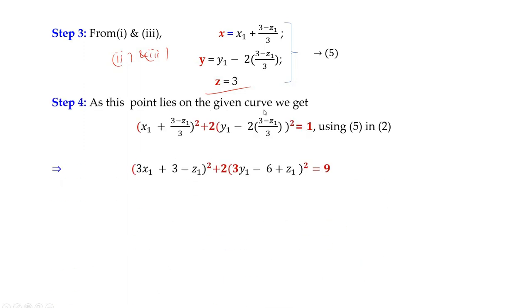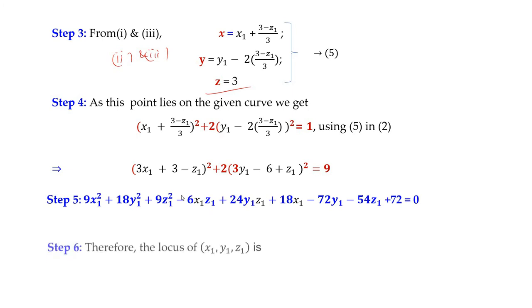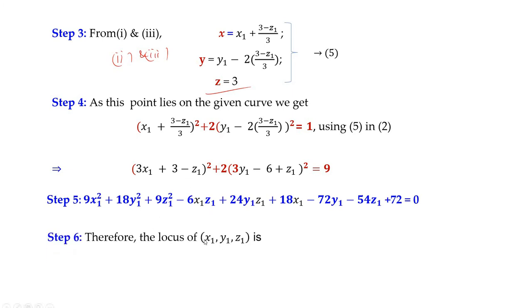Now this point lies on the given curve. We have used only the plane, and the surface is also there, so that we have to consider, substituting these values in x square plus 2y square equal to 1, which was our equation 2. In that we are substituting, and this is what we have. This is of the form a plus b plus c the whole square, so using that formula we get this, and we need only the locus of x1, y1, z1. By cancelling 13 throughout and then dropping the suffix, we get the locus as this.